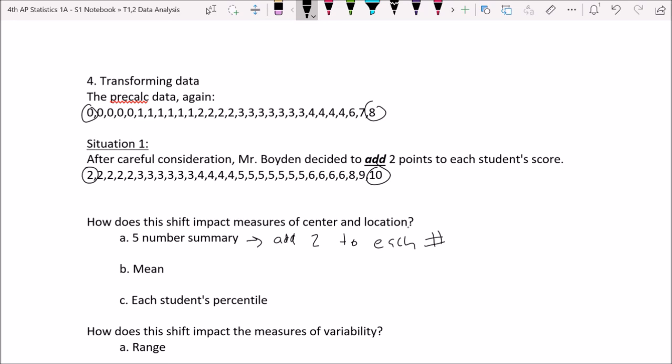Same thing with the mean. If everybody's score goes up by 2, we can add 2 to the mean.